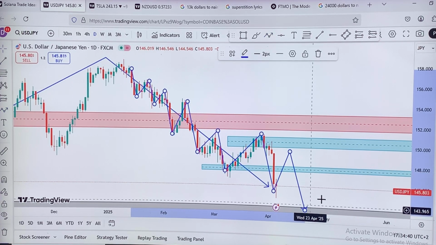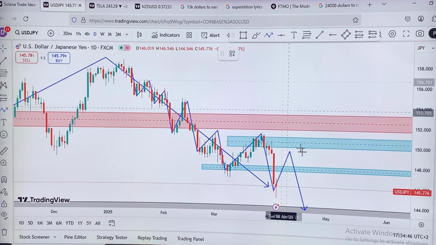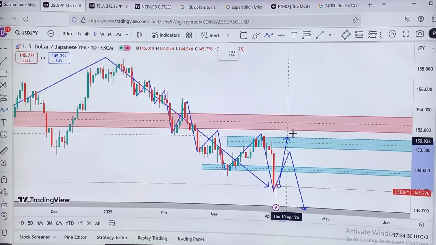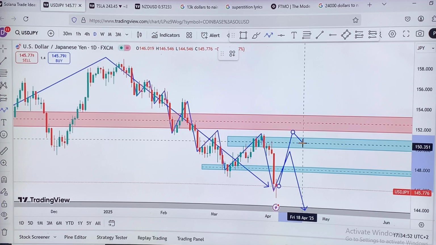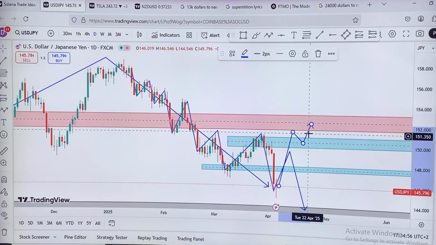Now, if this does not happen and this happens, if you have something like this, if this happens, then we're going to be looking for buys.